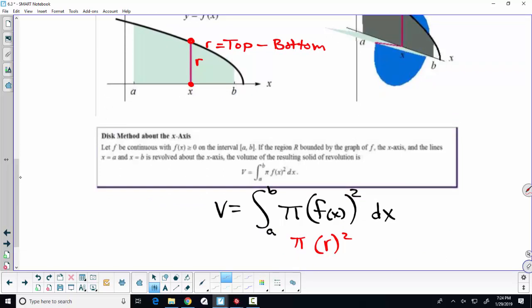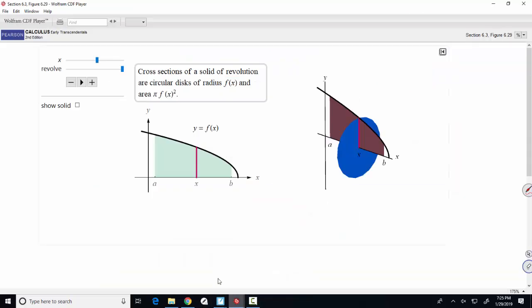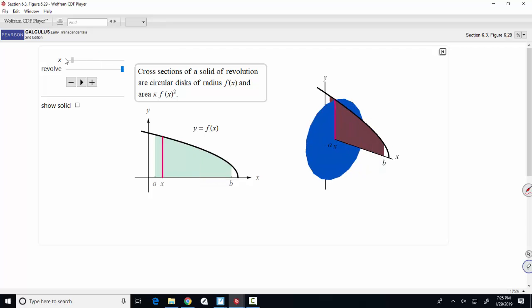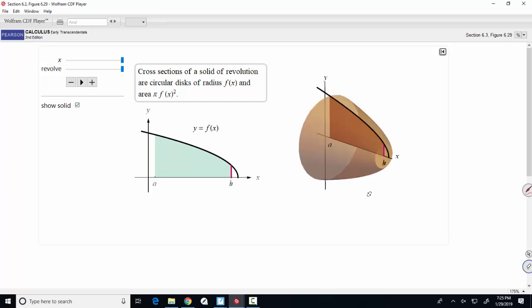Everybody all right with what we're doing here? So this is the disk method. We're calling the filled-in circle a disk. And then times the thickness gives us the volume of that disk. And then we sum from A to B. So that's going to give us this entire volume, which is this figure here.